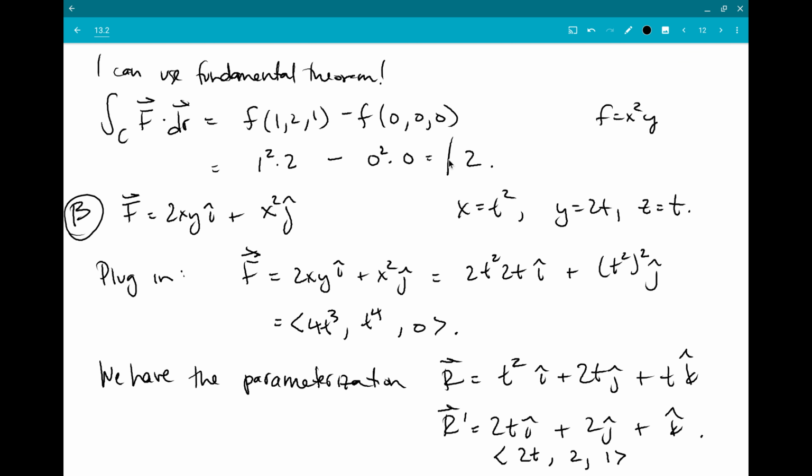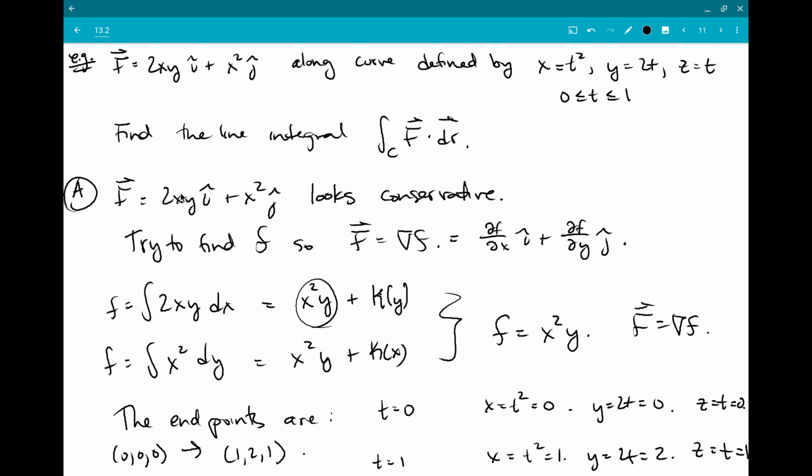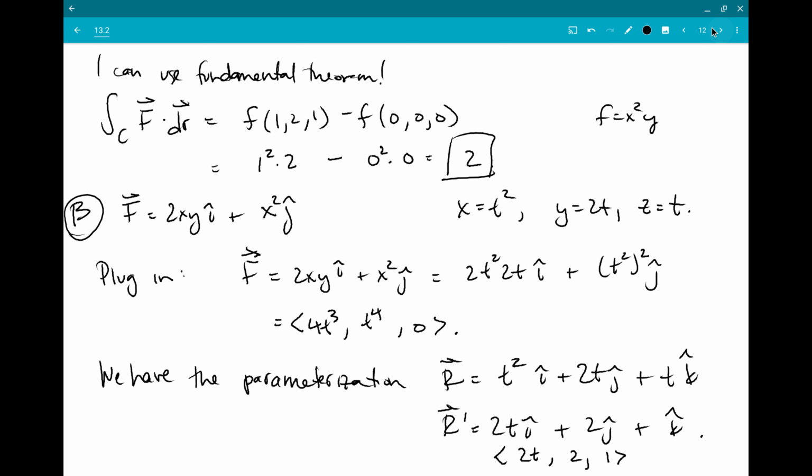And that's the exact same answer we got before. So both the approaches get you the right answer. Just the fundamental theorem tends to be a little bit easier because you don't have to parameterize a curve. But whichever you prefer will still get the right answer.